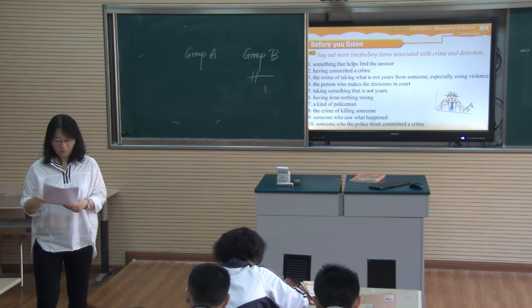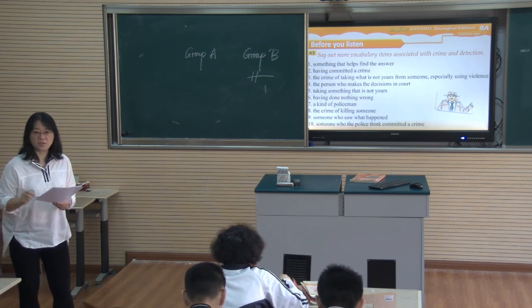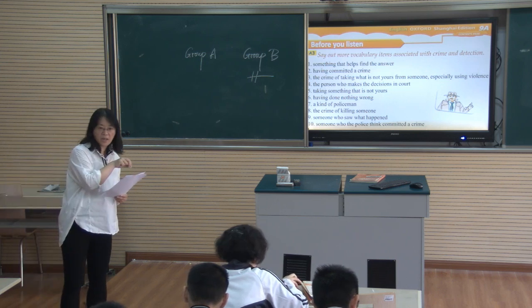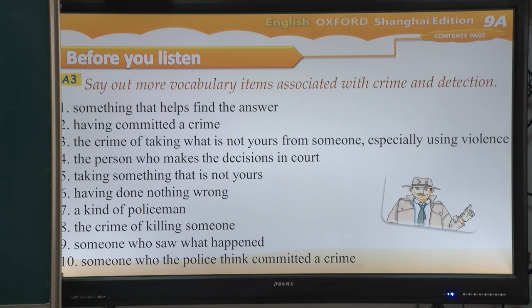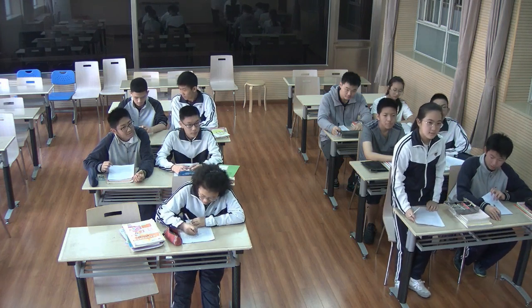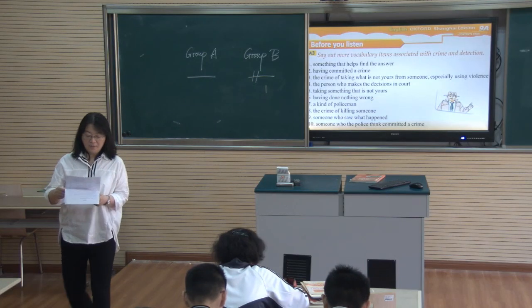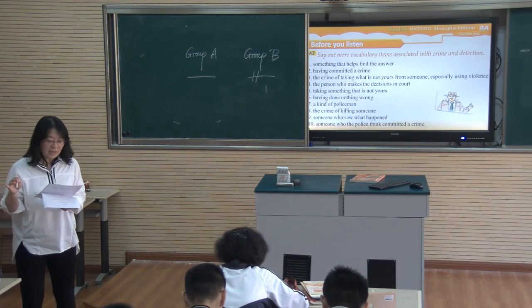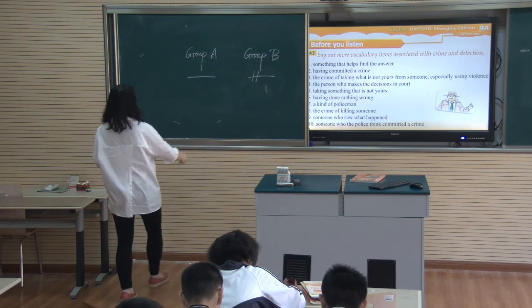So what about you? Now number 5, taking something that is not yours. Taking something away, but this thing doesn't belong to you. Raise your hand. Now please. Steal. Yeah, steal. Don't be shy. Okay? Yeah. Now next. Having done nothing wrong. Innocent. Having done nothing wrong. Innocent. 2 scores.